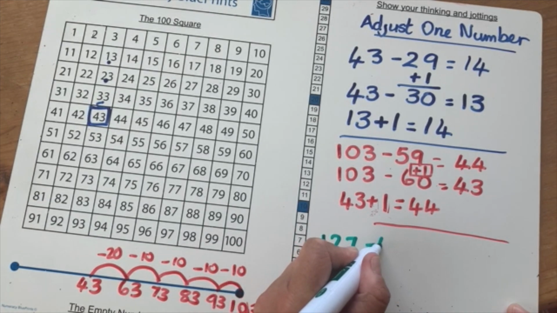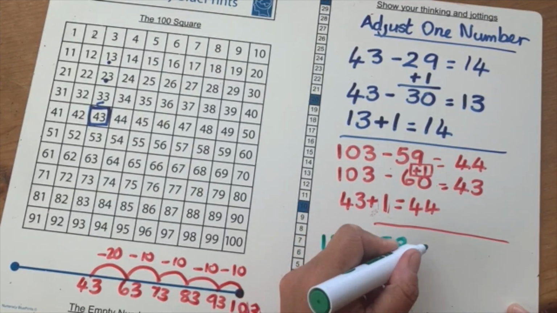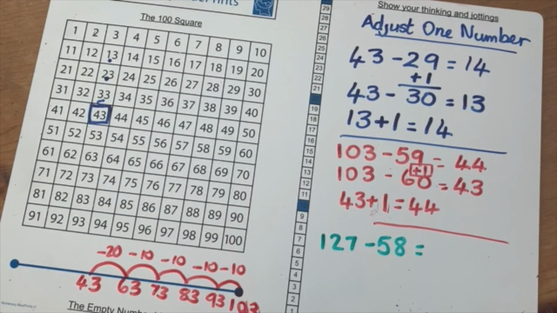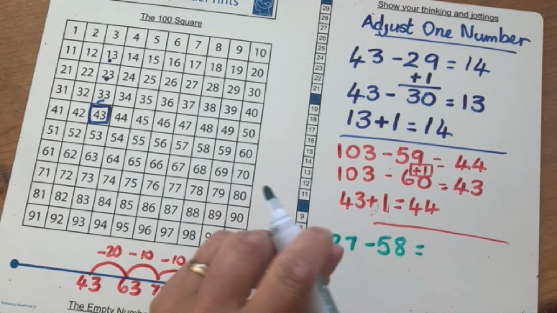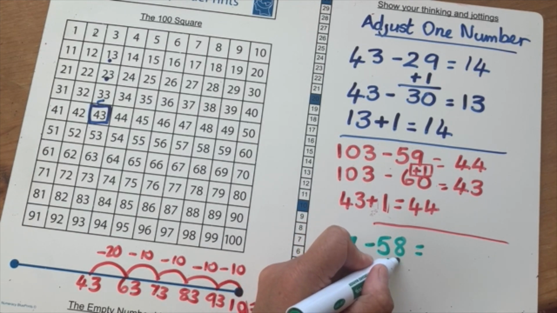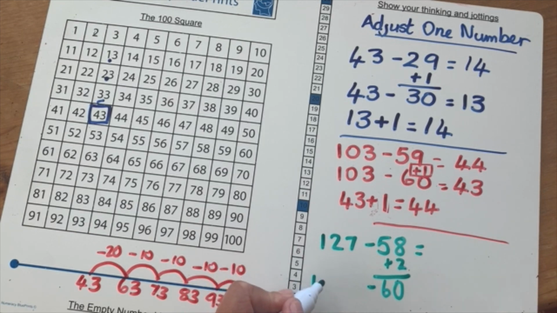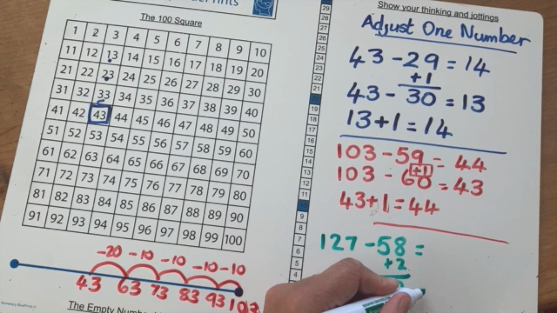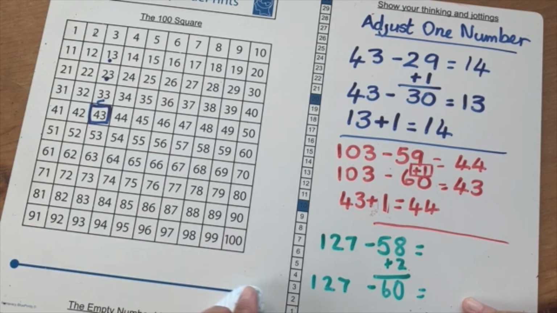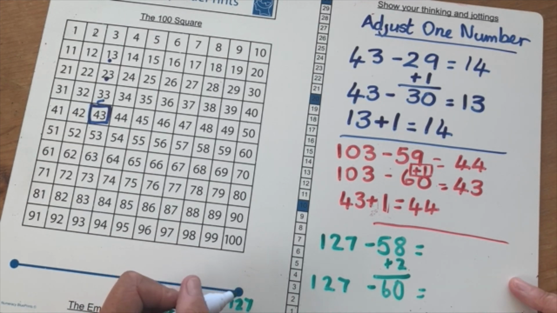127 subtract 58. Now I'm looking here and thinking, 58. Actually, that's 2 away from 60. So I'm going to add 2 onto it this time. And 127 take away 60 is the new calculation that I get. Again, I could do the same. I could use my number line. Remember, you can mix these strategies if it's helpful to you.